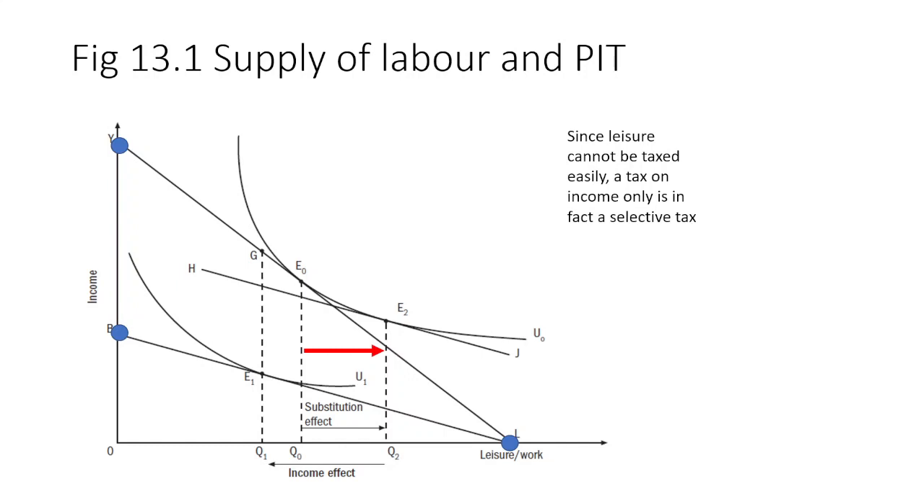So if income is taxed, it means income becomes harder to earn. It becomes in real terms more expensive because leisure is free. So leisure now becomes cheaper because it's relatively cheaper than going to work, and the person then chooses to move to E2. But the income effect, now the income effect is the movement from E2 to E1.